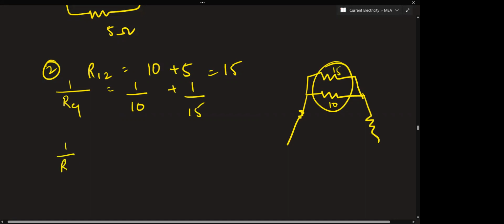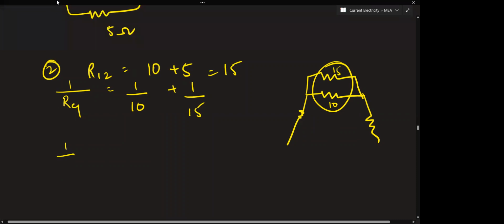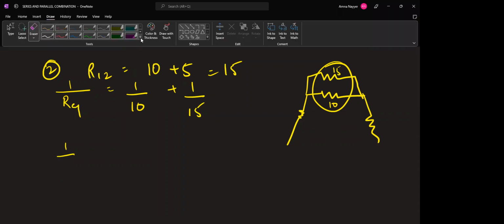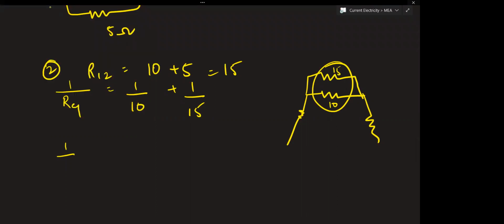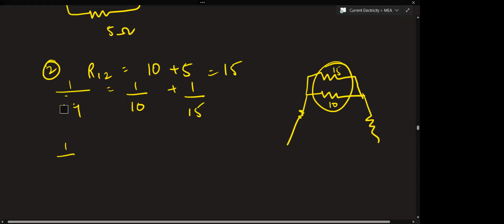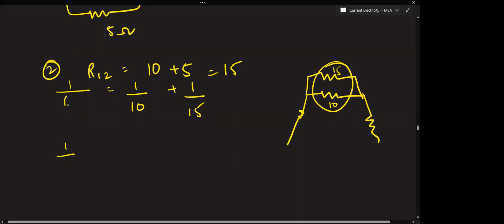So don't write R equivalent. Write it as R123. That is better. R12, yes, because R12 and R3 are connected in parallel.